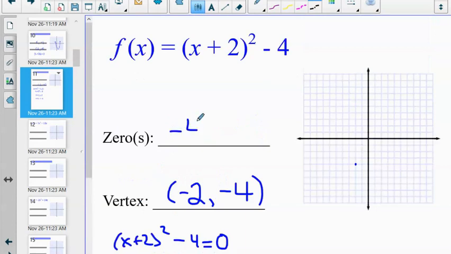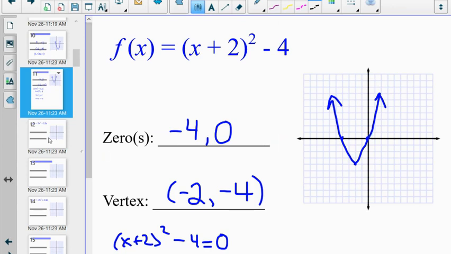And so those are my two zeros at negative 4 and 0. There we go. Those 3 points should be enough for us to draw this parabola. And by the way, if I had plugged in 0 to find the y-intercept, 0 plus 2 is 2, 2 squared is 4, 4 minus 4, and we would have found that it goes through that point. But we already knew that.